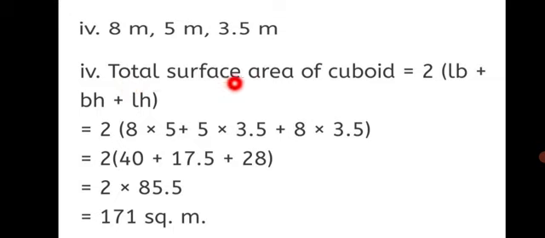Our formula, total surface area of cuboid is equal to twice the length into breadth plus breadth into height plus length into height. 2 into, bracket open, substitute the value for length into breadth, 8 into 5, plus breadth into height is 5 into 3.5, plus length into height is 8 into 3.5. Close the bracket. Now complete the multiplication first. 8 5s are 40 plus 17.5 plus 28. Now complete the addition. So you get 2 into 85.5, which is 171 square meter.